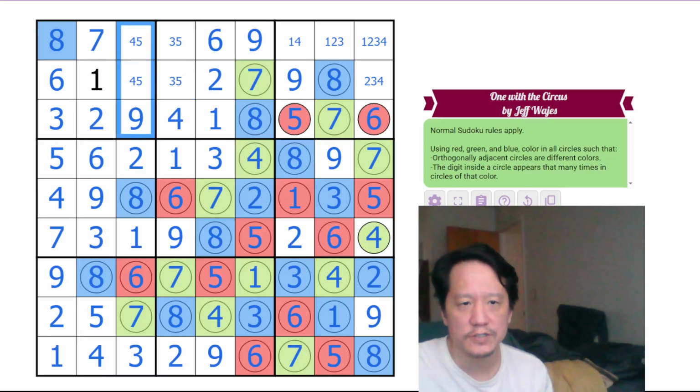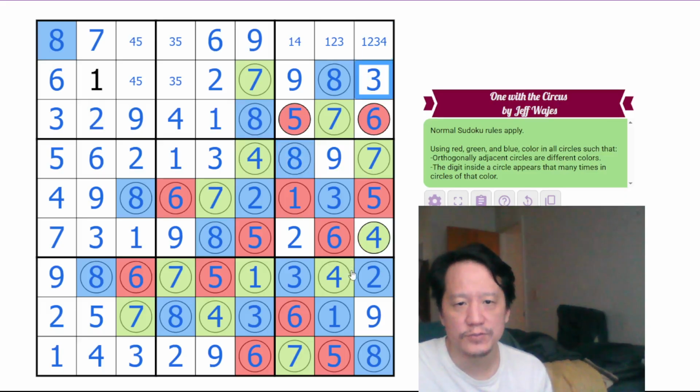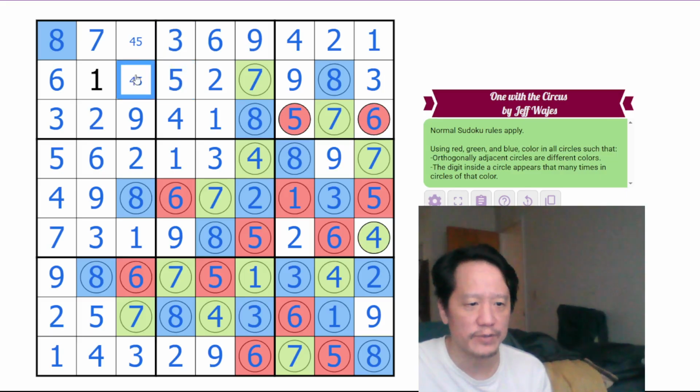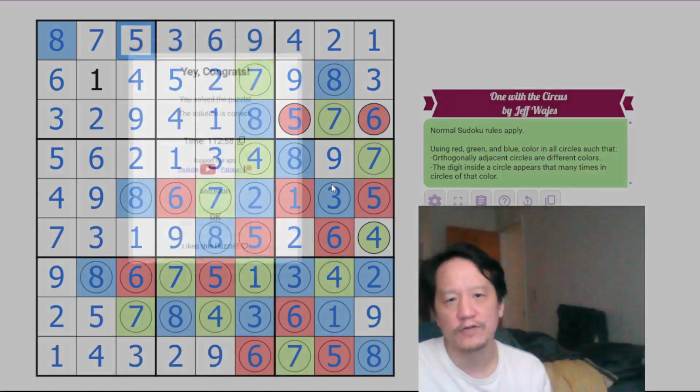Or box, I should say. This 2 and 4 eliminates 2 and 4 here. This is 3. 1 and 3 eliminates 1 and 3 here, so it's 2. This can't be 2, 3, or 4. It's 1, which makes this 4. 3 eliminates 3 here, so it's 5 and 3. And 5 eliminates 5 here, so it's 4 and 5.